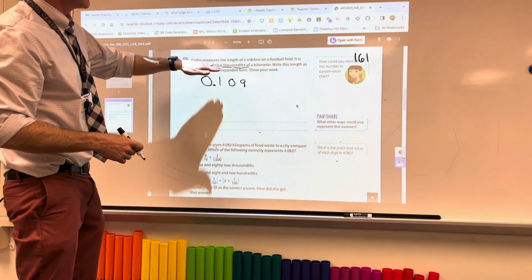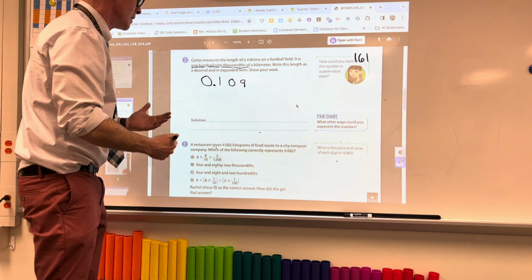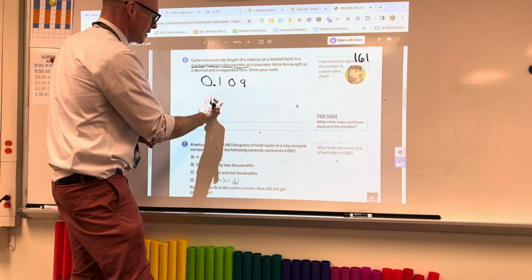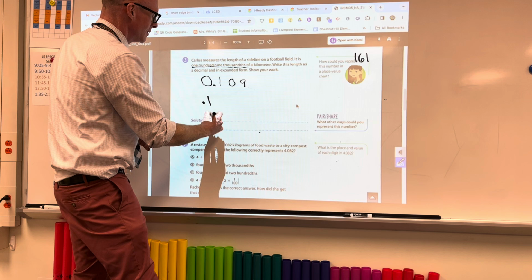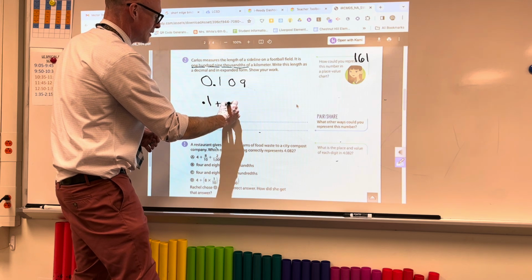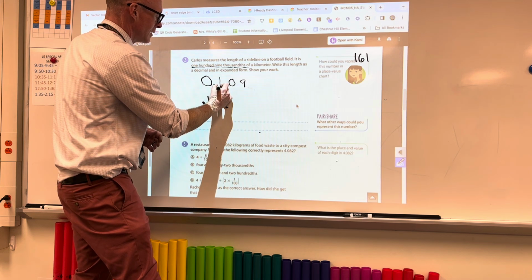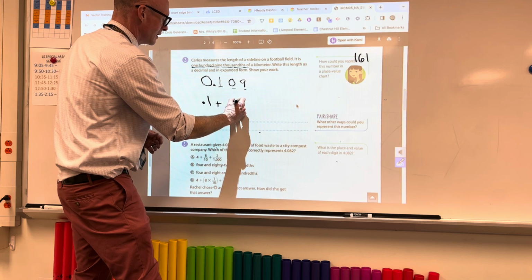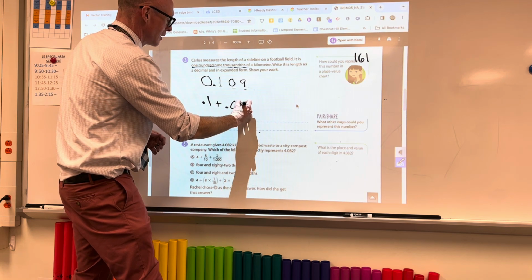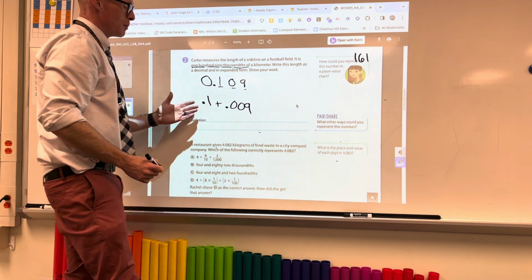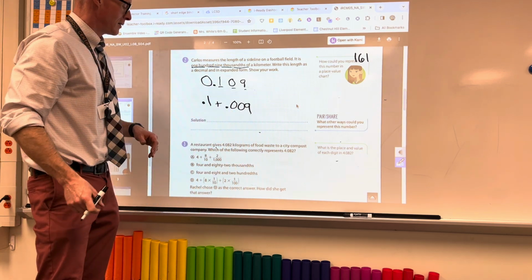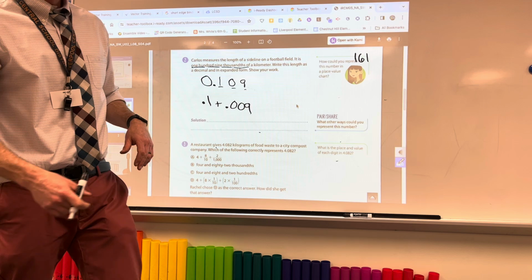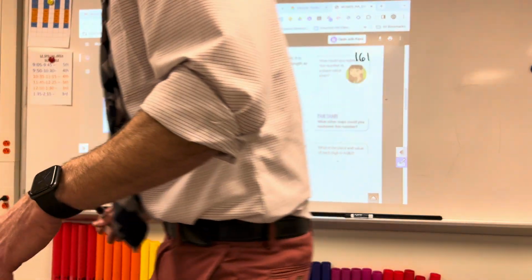Okay. How do you write this in expanded form? We could do something as simple as this. Decimal point 1 plus decimal point 0, 0, 9. And if you put those together, the 1 will be in the tenths place and then 0, 0, 9. All good.